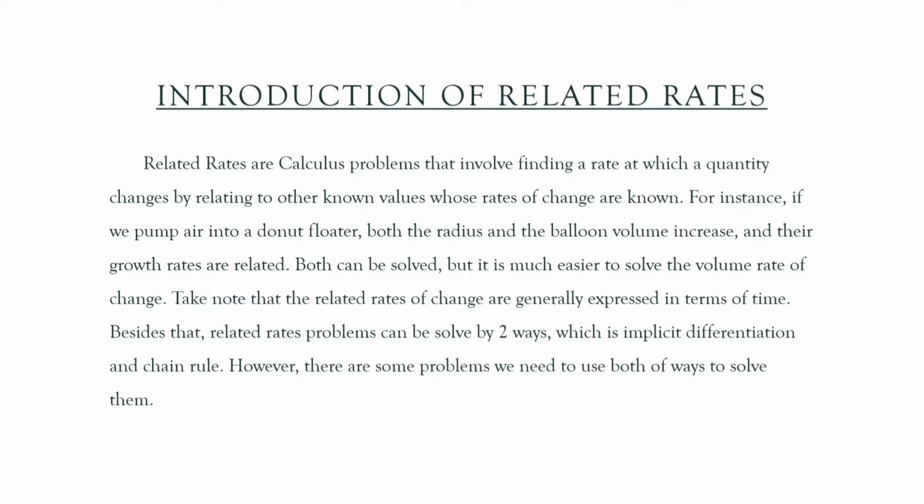For instance, if we pump air into a donut floater, both the radius and the balloon volume increase, and their growth rates are related. Both can be solved, but it is much easier to solve the volume rates of change. Take note that the related rates of change are generally expressed in terms of time. Besides that, related rates problems can be solved in two ways, which are implicit differentiation and chain rule. However, there are some problems where we need to use both ways to solve them.